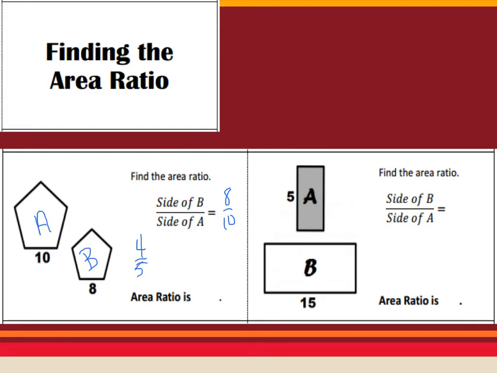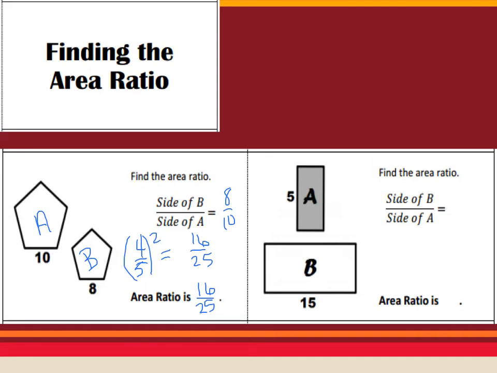The area ratio, or the ratio of the two areas for our figures, would be our scale factor squared. So we're going to take 4/5 and square that. When you square something, it means to multiply by itself. So 4/5 times 4/5 would give you 16/25. So the area ratio is 16/25. It's your scale factor squared. The area of the smaller pentagon is 16/25 the area of the larger pentagon.